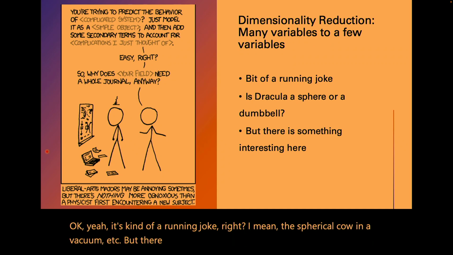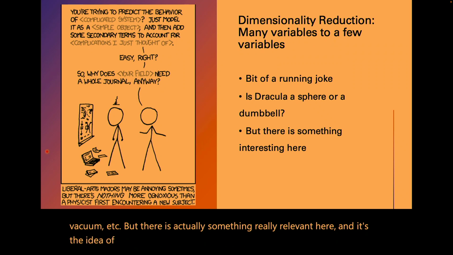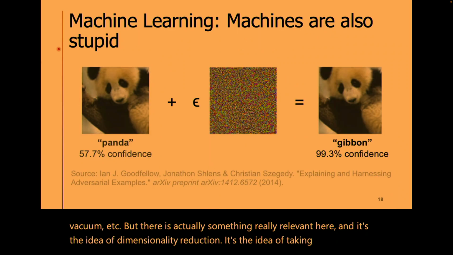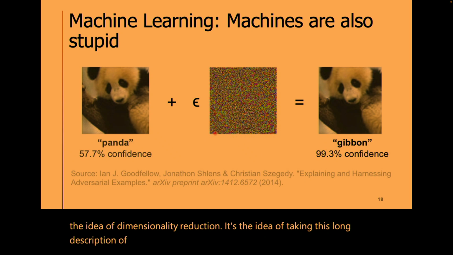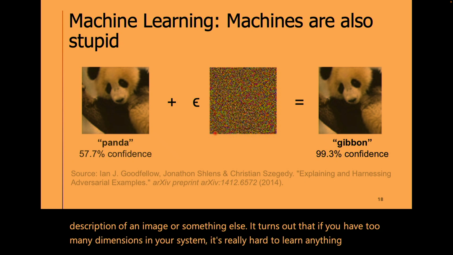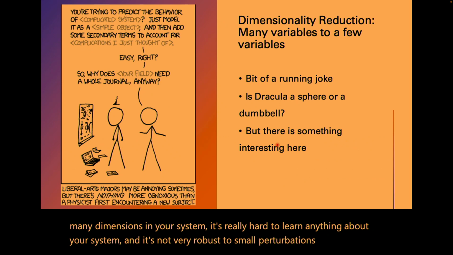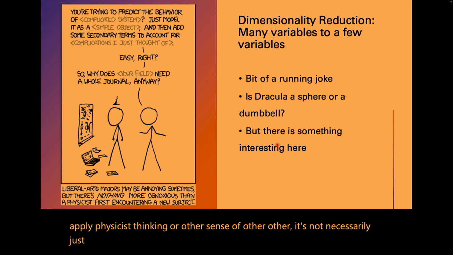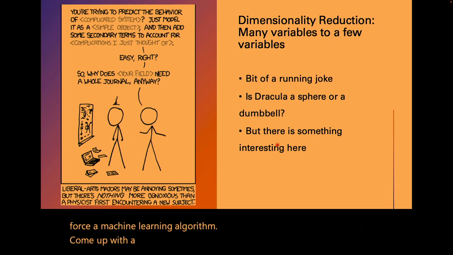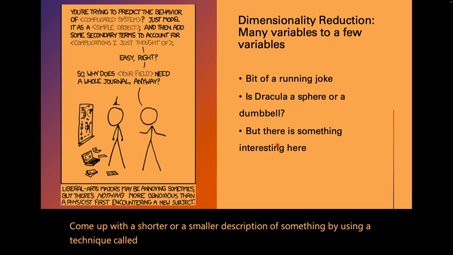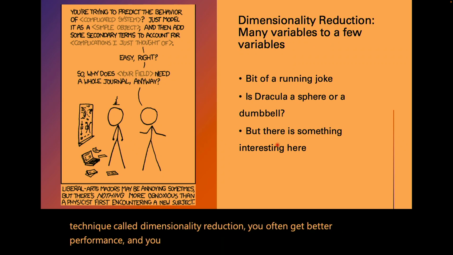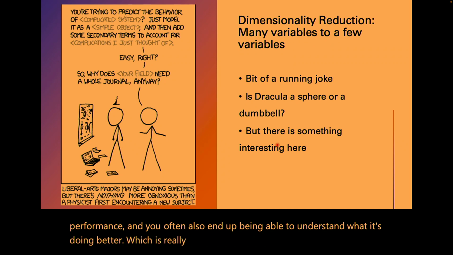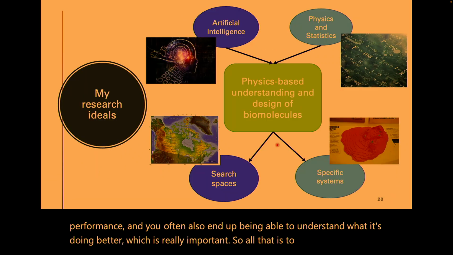But there is actually something really relevant here, and it's the idea of dimensionality reduction. It's the idea of taking this long description of an image or something else. It turns out that if you have too many dimensions in your system, it's really hard to learn anything about your system, and it's not very robust to small perturbations. But if you apply physicist thinking to this, and it's not necessarily just physicists, of course, if you force a machine learning algorithm to come up with a shorter description of something by using a technique called dimensionality reduction, you often get better performance, and you often also end up being able to understand what it's doing better, which is really important.